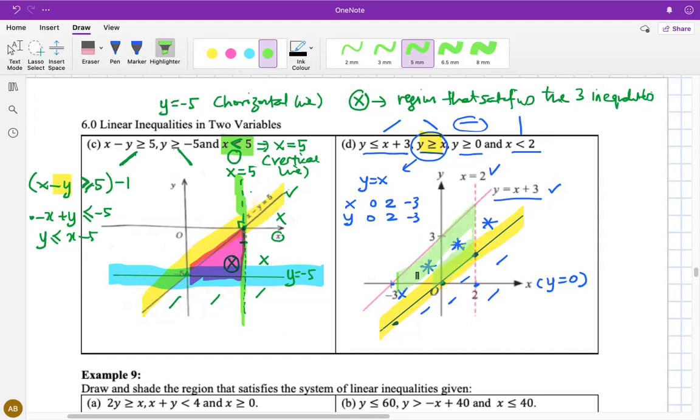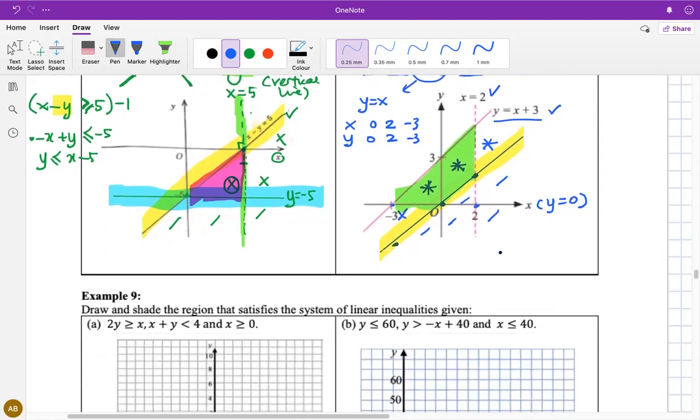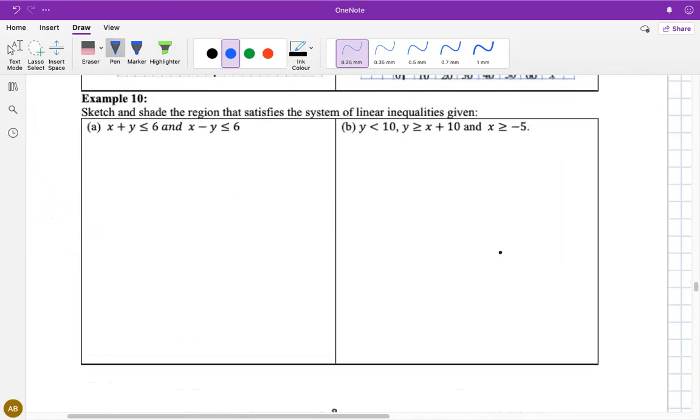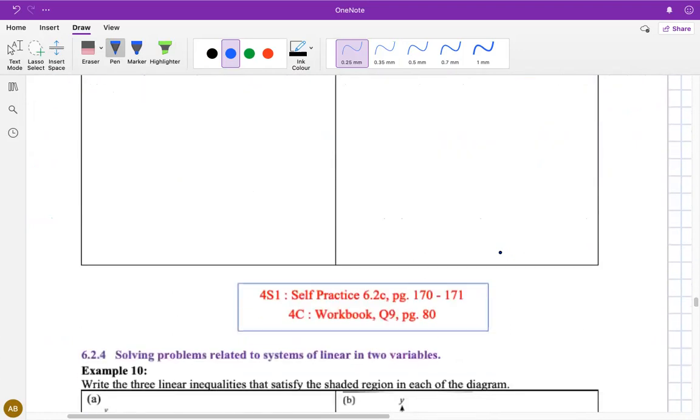This quadrilateral, okay, you can see that this is the region that satisfies. These 2 regions satisfy all the 4 inequalities. Okay, I stop here. So you do the exercise in the workbook.